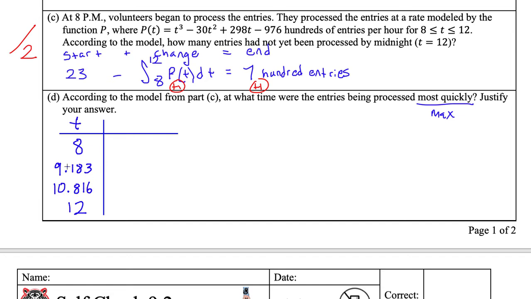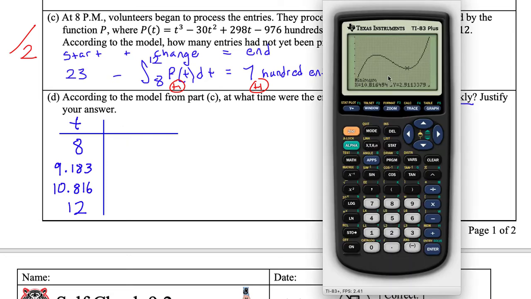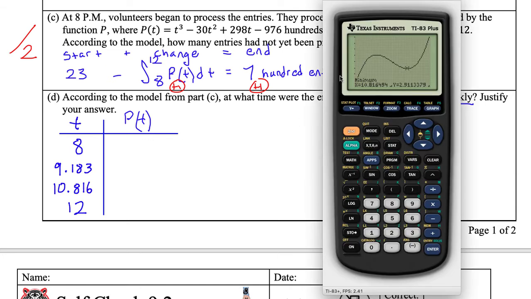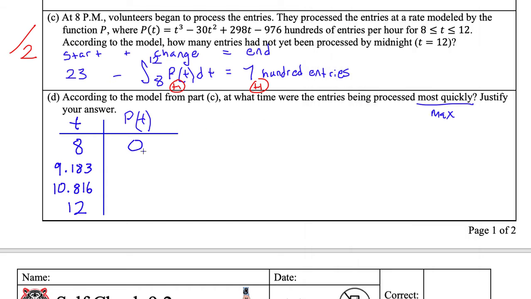You do need to somehow say, hey, I'm checking those values. And then what am I checking? I'm checking the height. Which one is the highest? So you're really just plugging in P of t. What is the P of t value? What is your value that you're getting out of this? So when I plug in 8, you'll get 0. If I go trace and I hit 8, the y value is 0. So I can come over here and say, yes, that's 0.